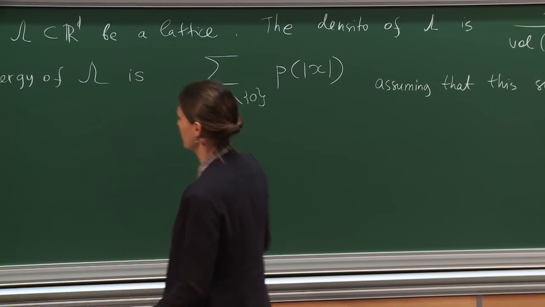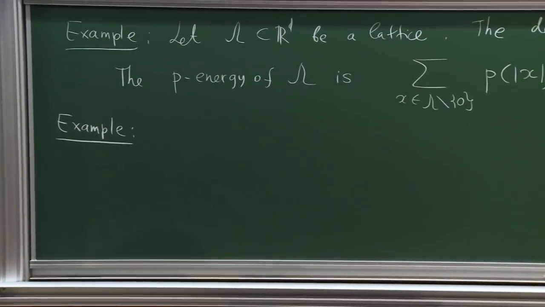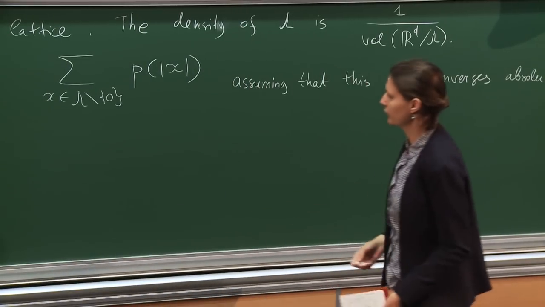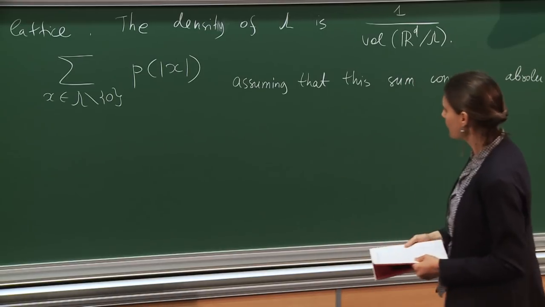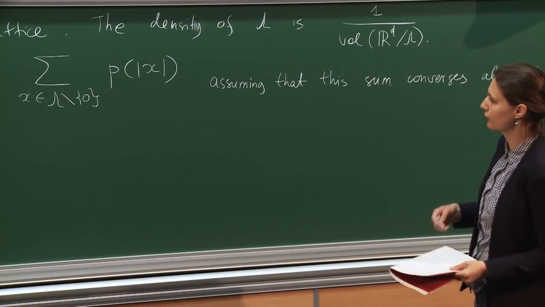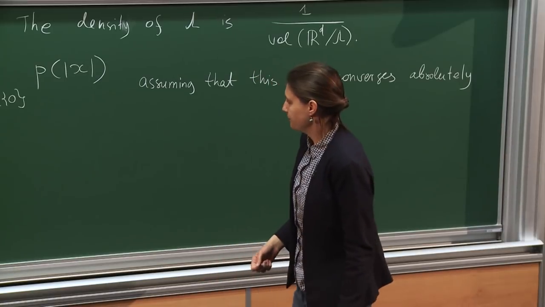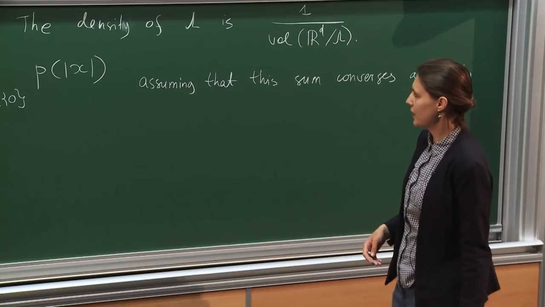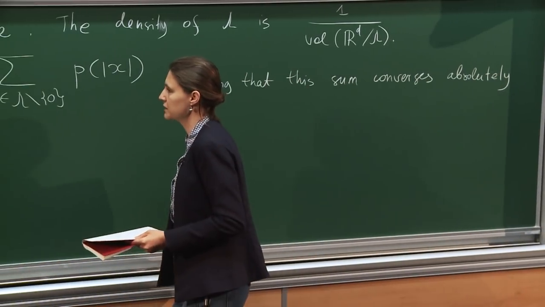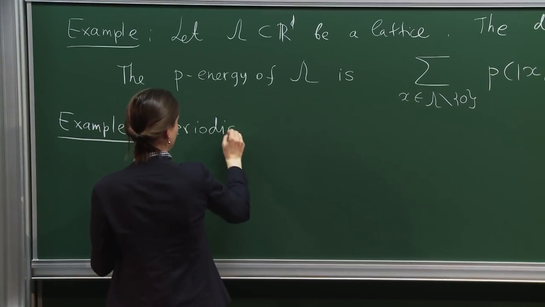Here is another example which will play a role a bit later. The lattices are very nice configurations, but unfortunately there are too few of them, because being a lattice is a very restrictive condition. So we would like to relax it a little bit. Instead of considering lattices, we can consider periodic configurations. From an analytic point of view, periodic configurations are still nice. They usually have a well-defined density, and it's easy to compute the P energy for a periodic configuration. At the same time, almost any configuration can be somehow approximated by a periodic one, at least in some reasonable sense. So the next example would be periodic configurations.